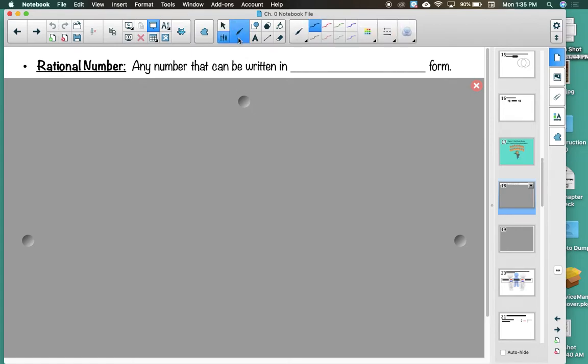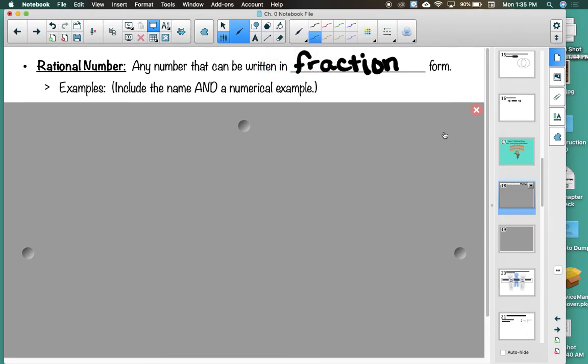First, the definition of a rational number is any number that can be written in fraction form. So rational numbers, you've seen them a lot. You've dealt with a lot of them. In fact, you probably can't really think of an example of a number that is not rational off the top of your head, but I'll show you some of those in a minute.